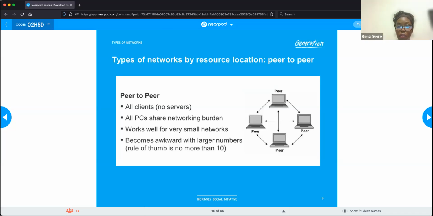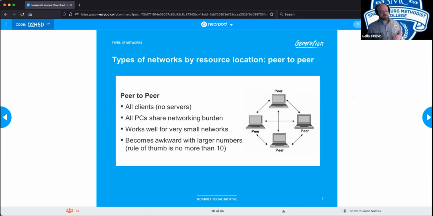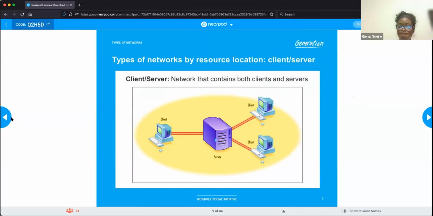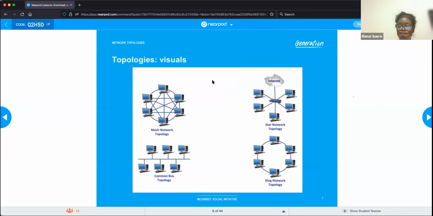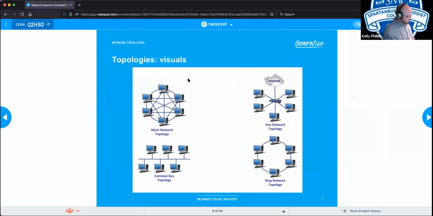So, yes, Rienzi. This looks a lot like the mesh. To a degree, but this is by resource location, not by physical connection. So when we're talking about this right here, this is physical layout. This is physically how the computers are connected together.